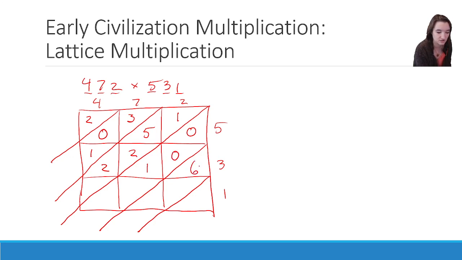Remember, ten's digit, one's digit. Not 6, 0, it has to be 0, 6. 4 times 1 is 0, 4. 7 times 1 is 0, 7. 2 times 1 is 0, 2.